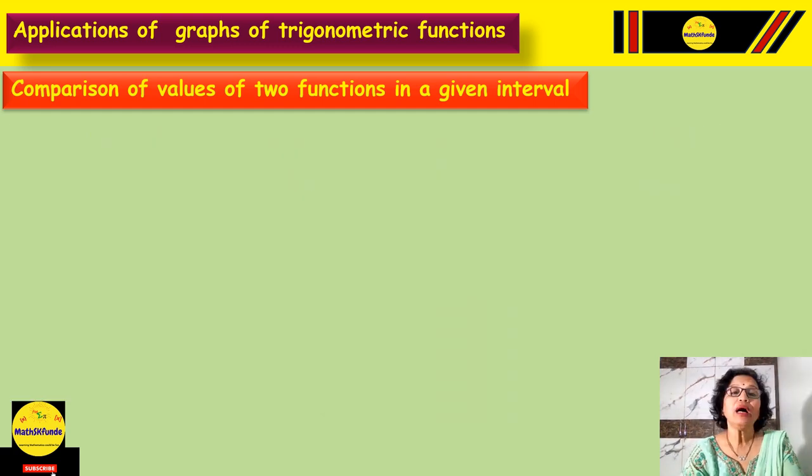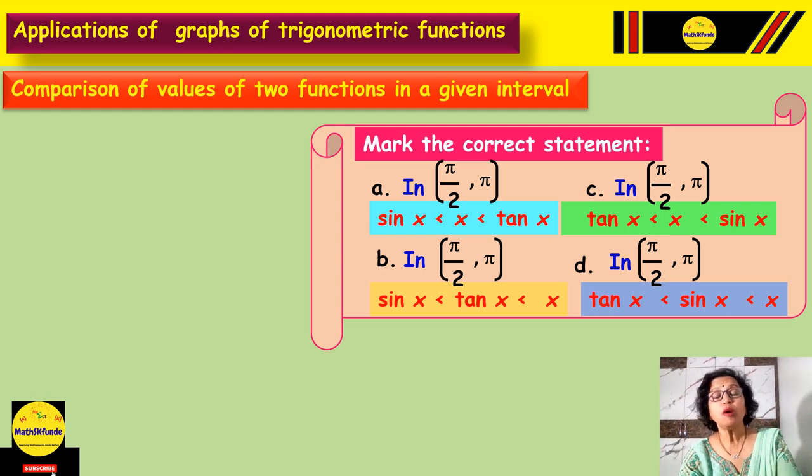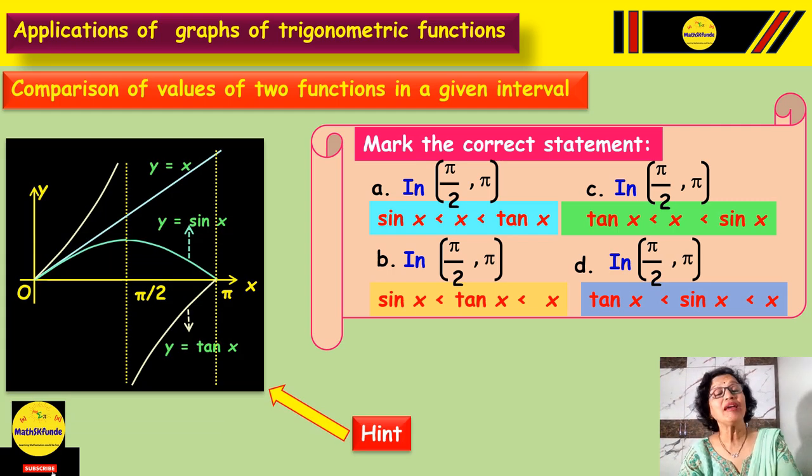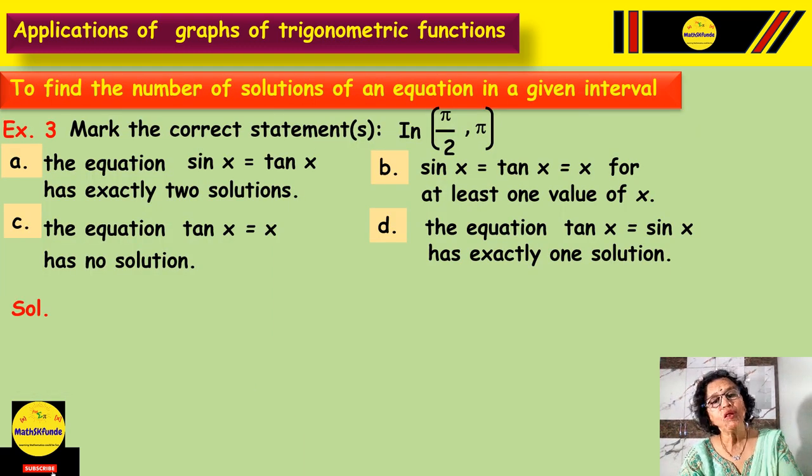Now, before taking any other example, can I give you one exercise to do? Mark the correct statement; all four options are regarding pi by 2 to pi, and we are trying to compare sin x, x, and tan x. That means you draw y equal to sin x, y equal to x, and y equal to tan x, but your interval is now pi by 2 to pi. I have given a hint here, and you can complete this question on your own. Okay, let us move further from here and take the next example.